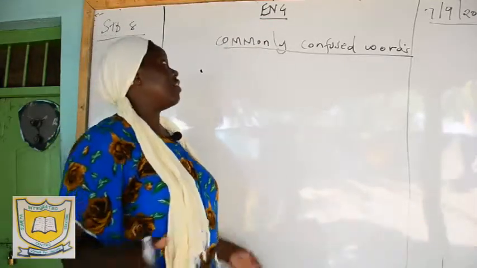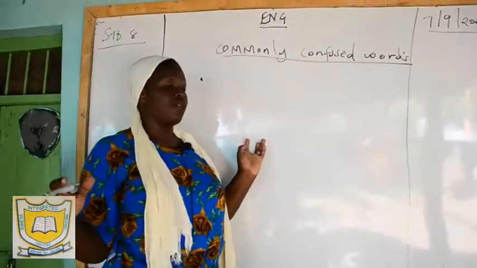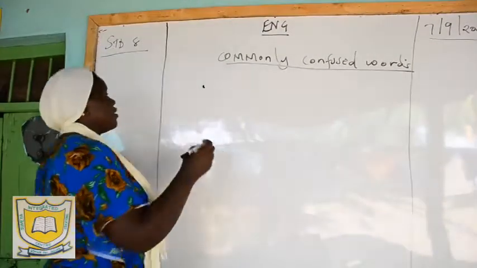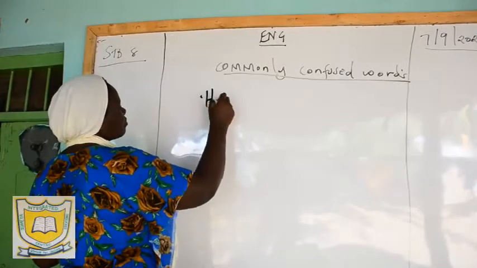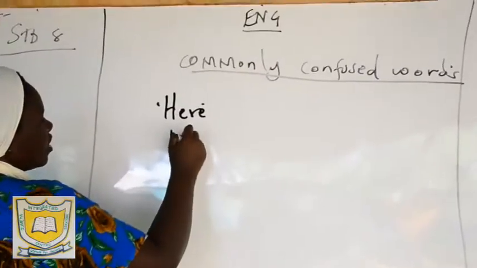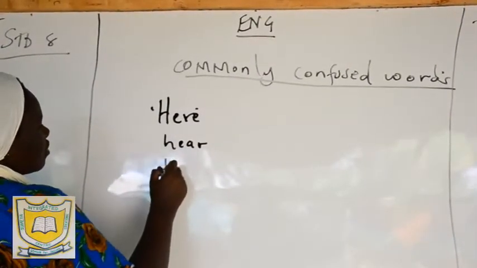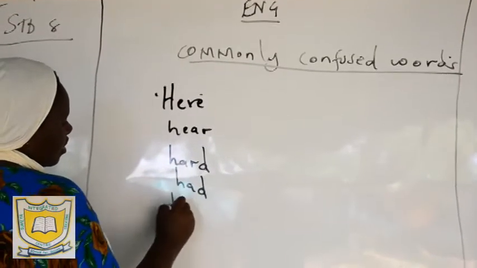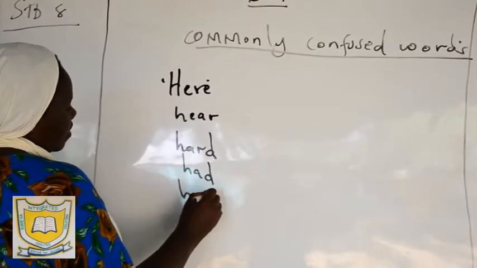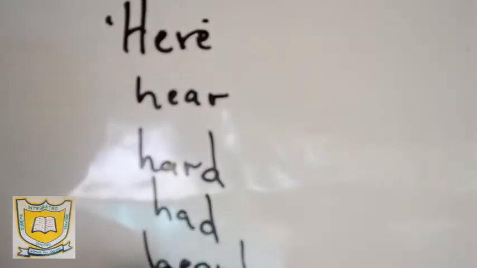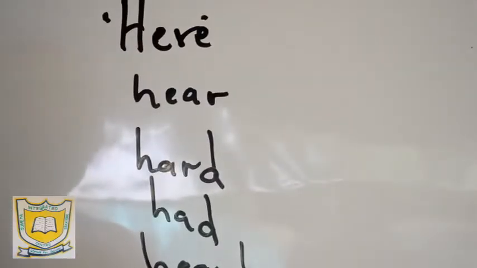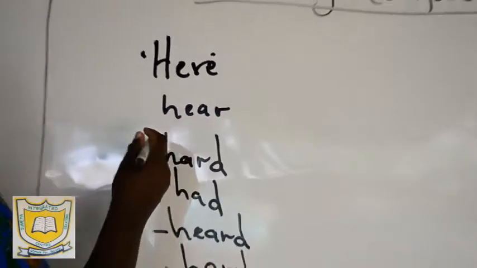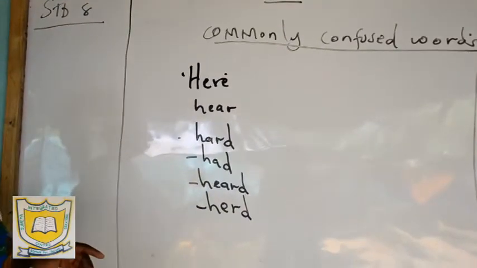It's still last week's topic, commonly confused words. In last week's topic, we talked about commonly confused words: here, hear, herd, and heard. I gave out the meaning of the commonly confused words.